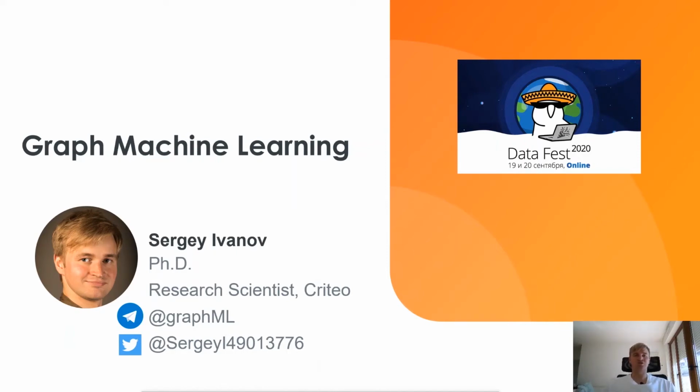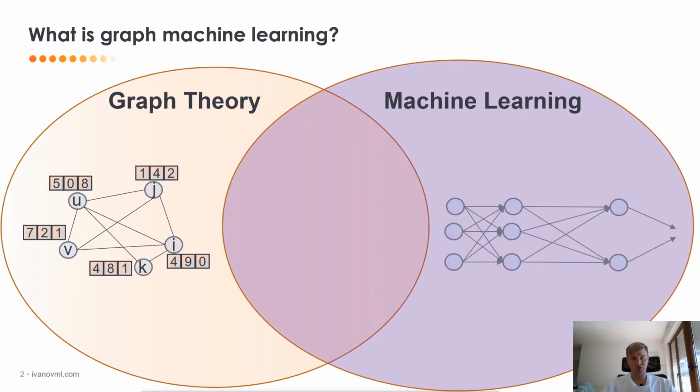I'm a PhD and a research scientist at Criteo, and today I'll speak about graph machine learning for DataFest 2020. So what is graph machine learning? Graph machine learning is the science between graph theory and machine learning, and it has a lot of intersection.